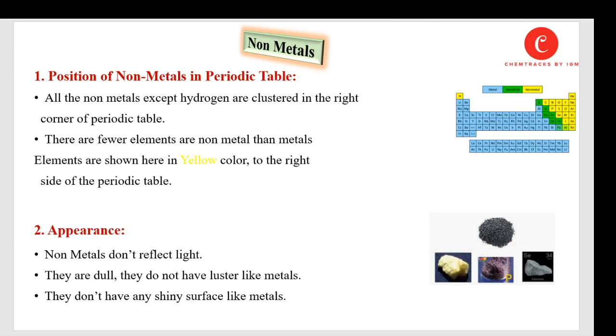The second thing is the appearance of non-metals. Non-metals have dull surfaces because non-metals don't reflect light just like the metals, so they don't have any luster-like appearance or shiny surfaces. So we can say non-metals don't have any shiny surface like metals. As you can see from the figure on the right side, some non-metals are carbon, phosphorus, selenium, and sulfur. They have dull surfaces, and none of them has a shiny surface because all the non-metals don't reflect light.